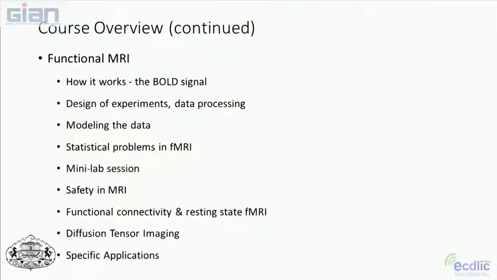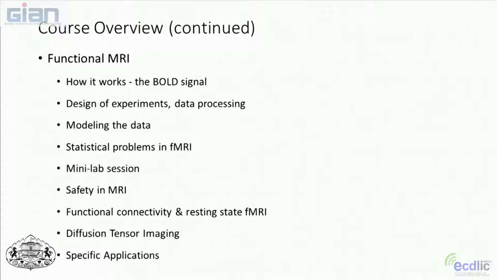So we're going to get into that, and from that we're going to get into the anatomical and functional neuroimaging techniques, which have allowed the study of the brain to advance quite significantly in the past probably 30 years or so. We're going to talk a lot about magnetic resonance imaging and then get into really the meat and potatoes, the functional magnetic resonance imaging. So we're going to talk about the BOLD signal, designing experiments, how we model the data, some statistical problems that we face. We're going to do a little mini lab session and talk about safety.